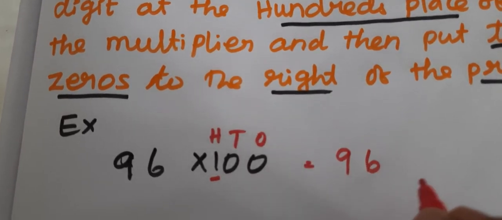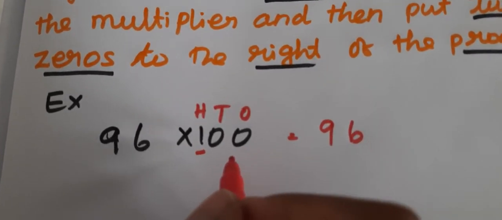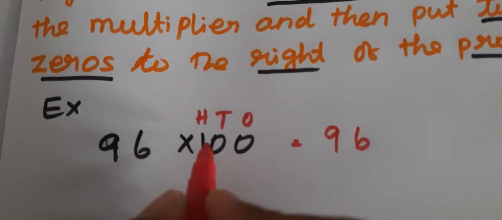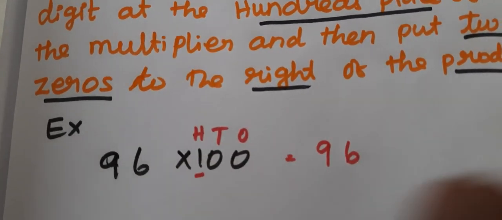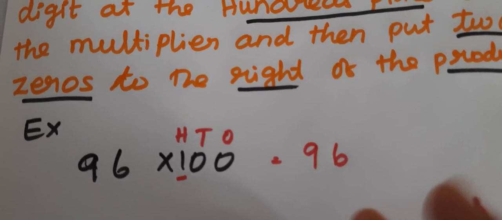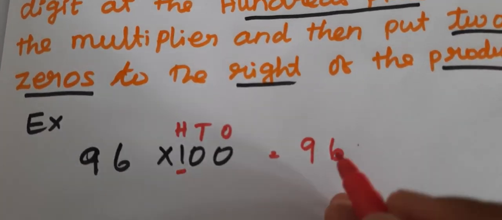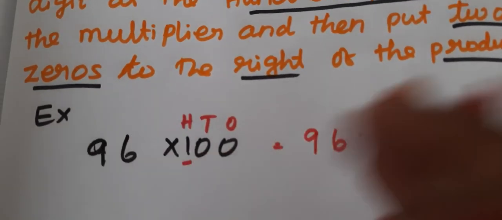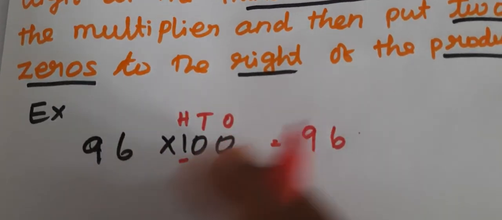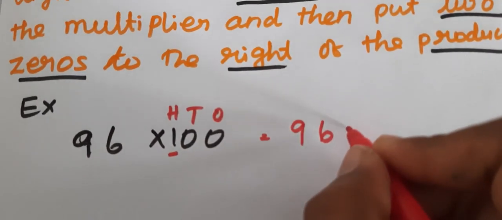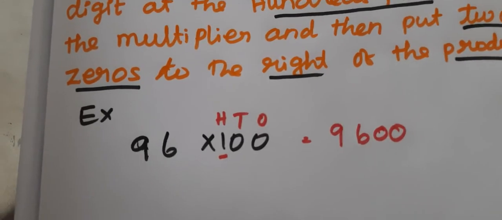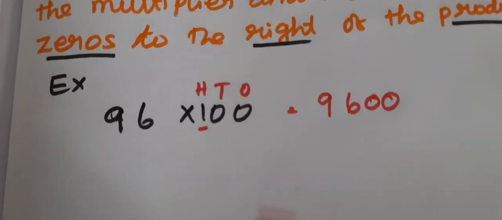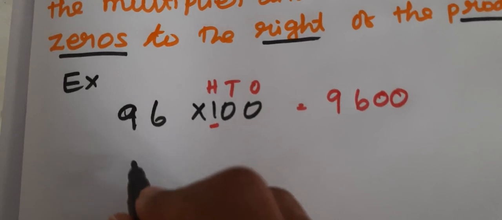So it's 96. How many zeros are here? It's 2 zeros. So we have to add 2 zeros, putting them to the right of the product. Is this right or is this right? Yes, this is the right, this is the left. You have to add 2 zeros to the right of the product. Any doubts? So shall we see one more example?